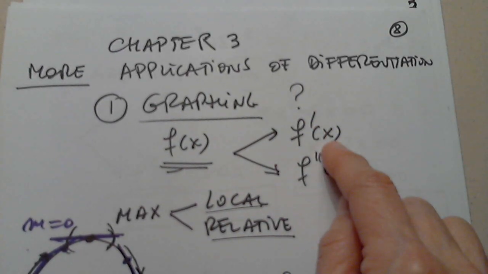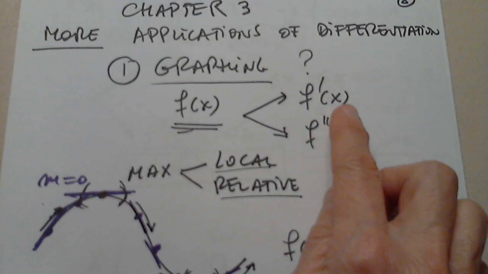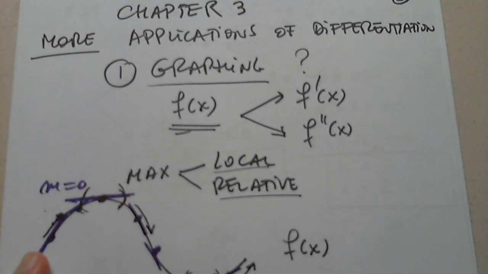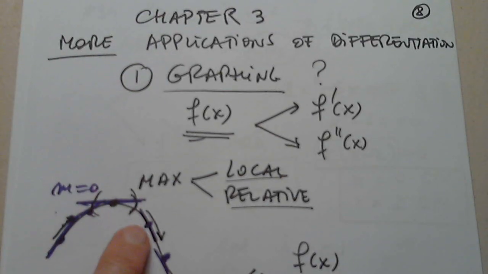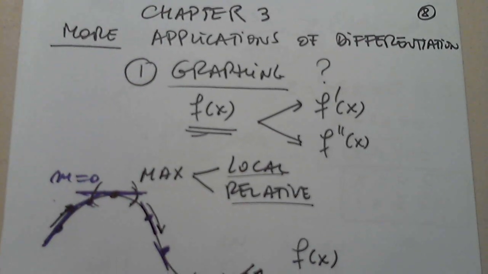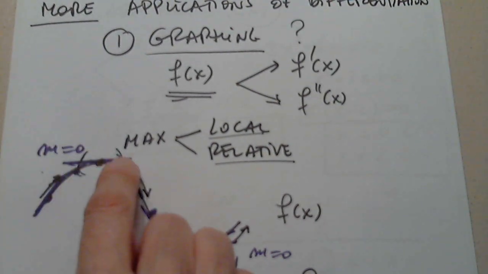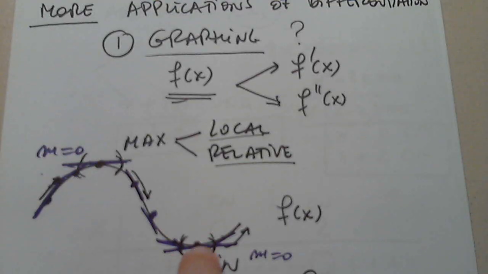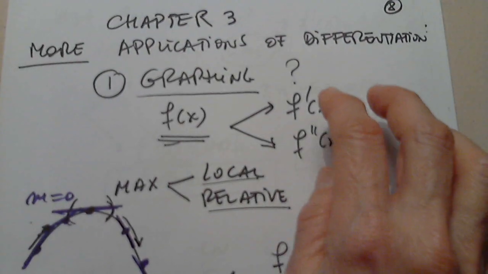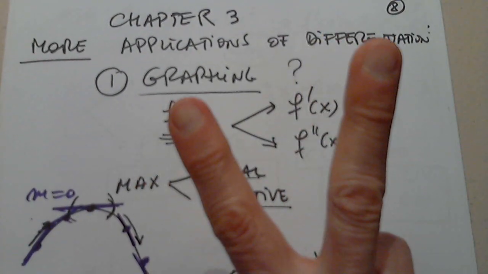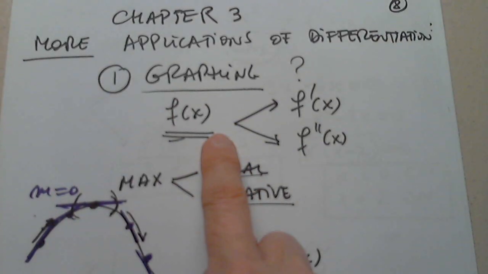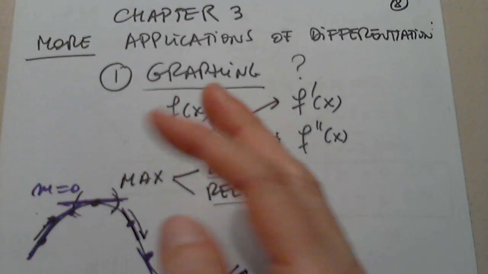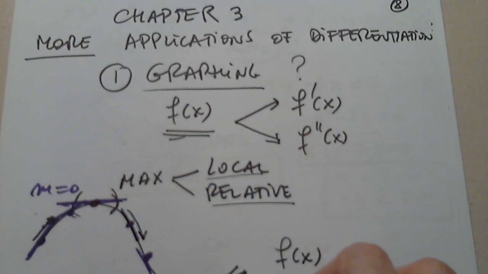For now, we're going to look at the first derivative. What does the first derivative say about a function? It will tell us if the function is increasing or is decreasing. And it will tell us whether the function has a local or relative maximum or a local or relative minimum. So from the first derivative, we find two things about the function. If the function is increasing or decreasing, or if it has a maximum or a minimum.